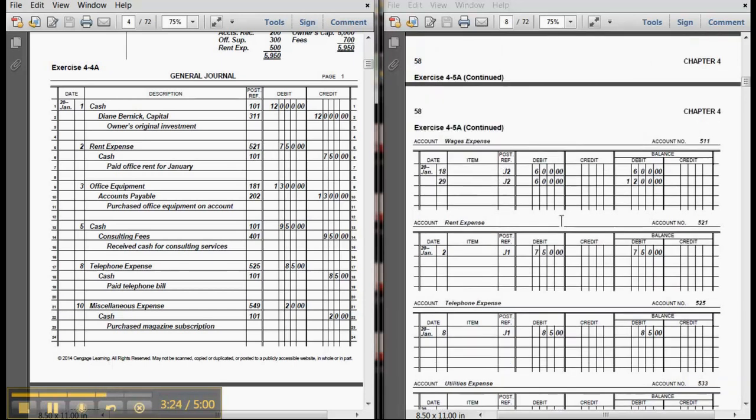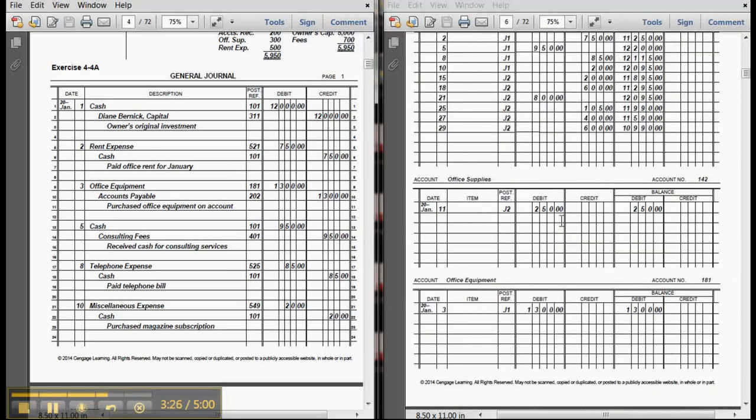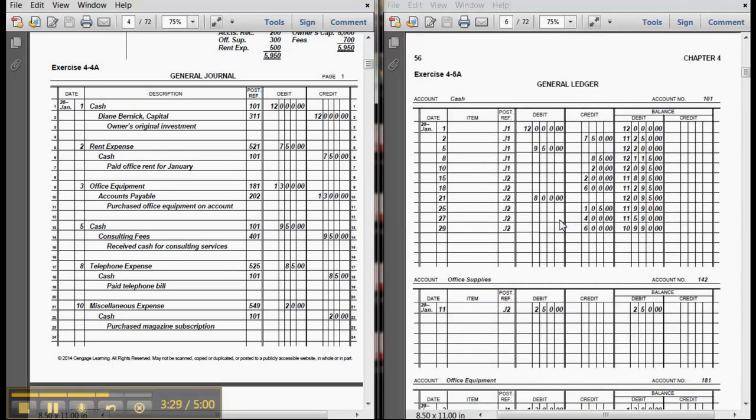Then I credited cash. I'm going to scroll back up to my cash account. These do go in numerical order. Assets are always first, so I don't have to put the month again, I just put the second. I credited for $750, and keep in mind this is my cash account. Credits decrease, so I take my previous balance of $12,000 minus my credit of $750, and my new cash balance is $11,250. It came from J1 for my post reference, and I take my 101 and place it back over in my post reference column of my journal.